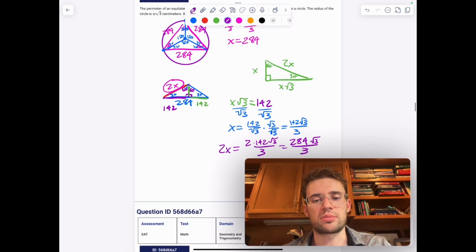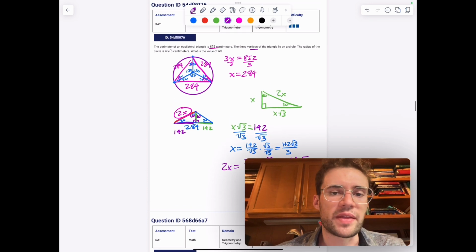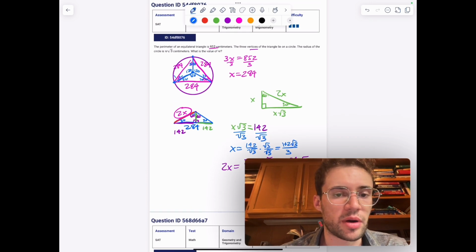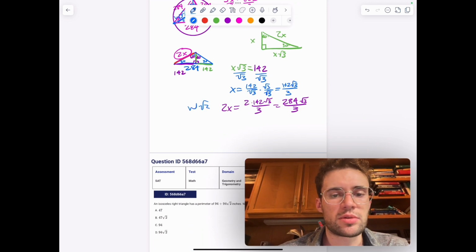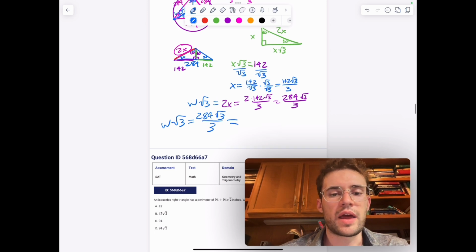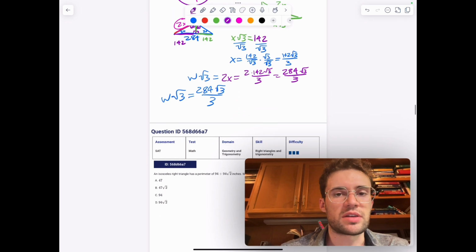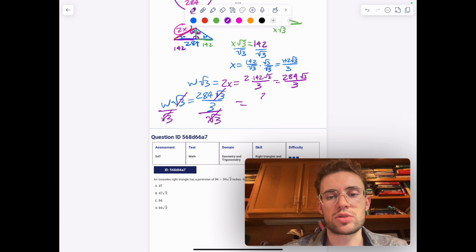This is not a multiple choice option. Oh, that is w root 3. Right, they gave us the radius is w times the square root of 3. Interesting. So w root 3 is equal to this long side, this 2x. So if we know that w times the square root of 3 equals 284 root 3 over 3, then what we can do to get w is just divide both sides by the square root of 3. And that will get rid of the root 3 over here and the root 3 in the numerator over here. So we're just left with w is equal to 284 divided by 3.